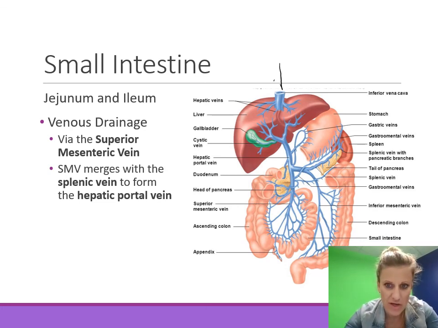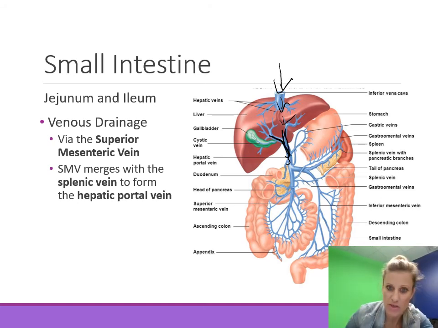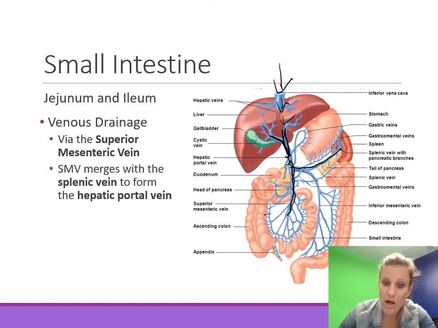Here we see the inferior vena cava coming down the abdomen. Looking down here, you see the hepatic portal vein going into the liver. The hepatic portal vein is formed via the union of the splenic vein coming from the spleen and the superior mesenteric vein coming from the small intestine and then part of the large intestine. Also notice that there are these small gastric veins that are going into the hepatic portal vein.